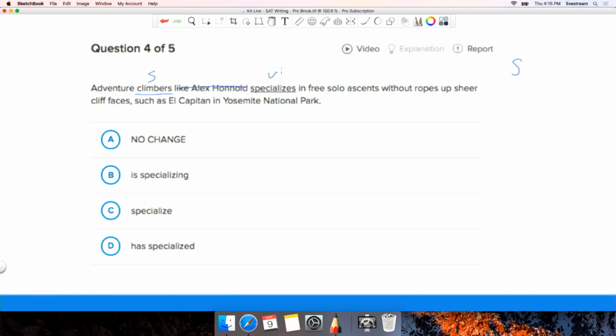And then we have this verb here of specializes. So adventure climbers specializes in free solo ascents without ropes. Well, specializes is singular, but I want it to be plural. And the plural verb for specializes is specialize. And so here we are, is specializing is out, and has specialized is also out. Again, this is another example where dissecting the sentence that you have will really help you simplify and go through and find the right answer.